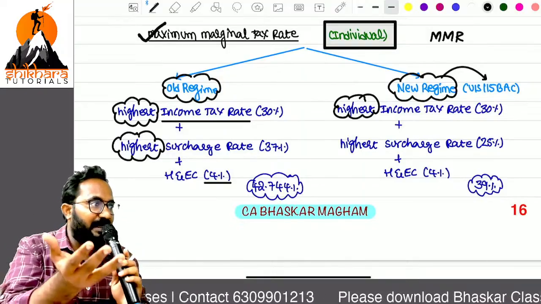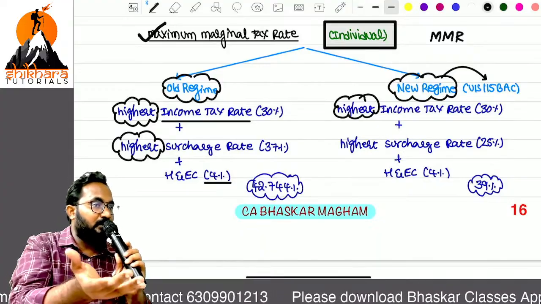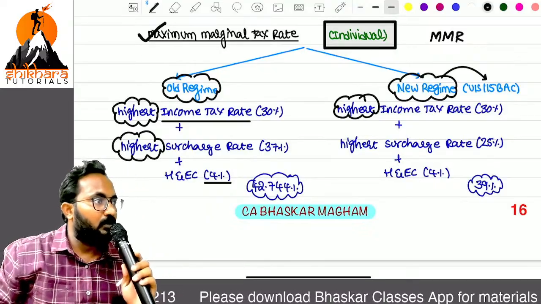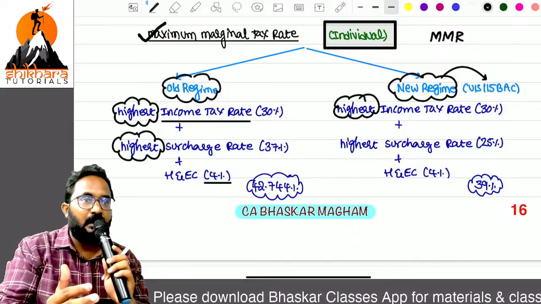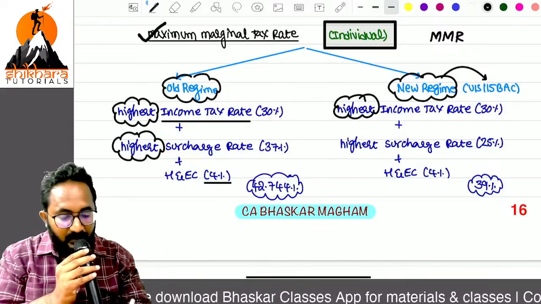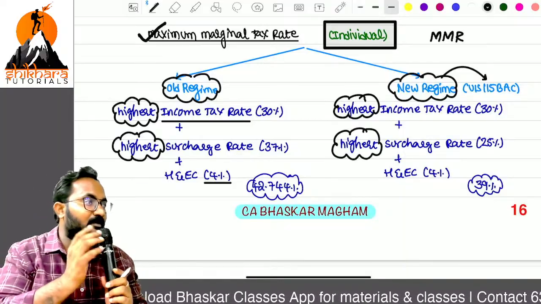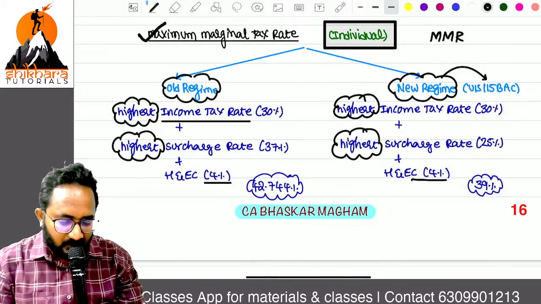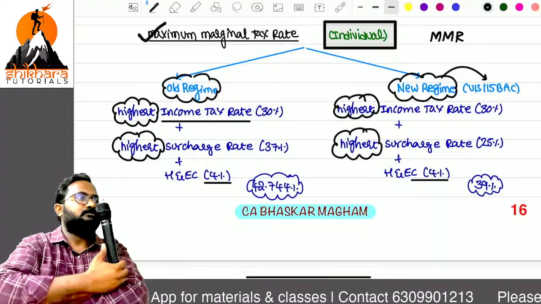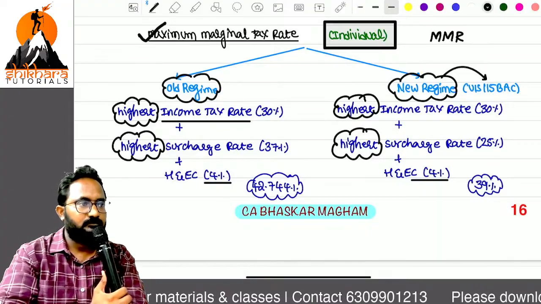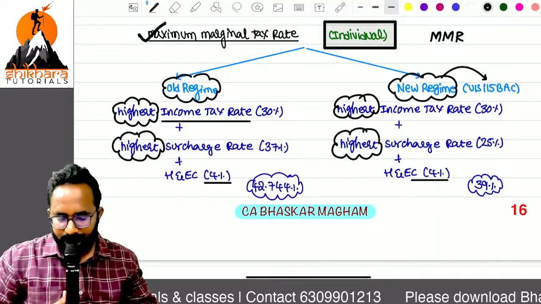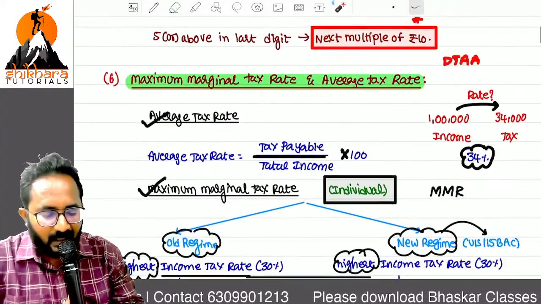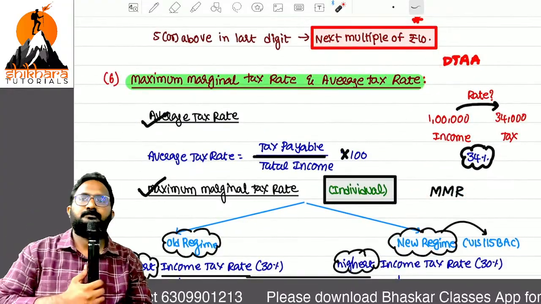Under 115BAC we have 5%, 10%, 15%, 20%, next 30. There is no 25. Highest tax rate under 115BAC is also 30. But the highest surcharge rate, please check, is 25, for more than 2 crores. Health and education cess is common. Please calculate all together. 39. Super. So you have to remember this maximum marginal tax rate concept as well as the average tax rate concept. Clear?